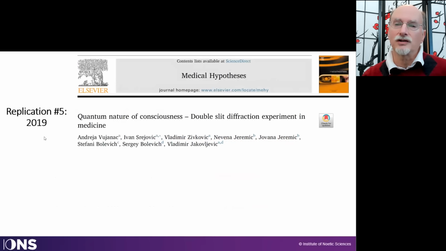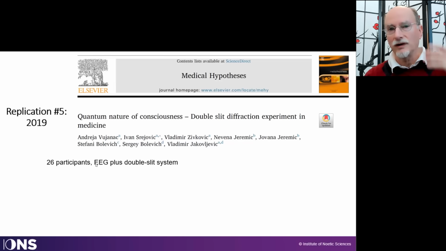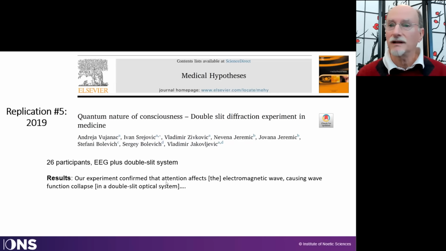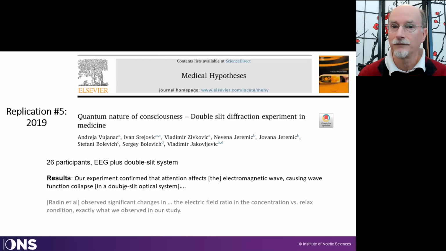The 5th replication, I did not know these people. I still don't know them, although I exchanged an email with the first author. This is a combination of people from a university in Serbia and another one in Moscow who did another replication, same kind of idea. 26 people. They also were wearing EEG systems. And the results said, we confirmed that attention affects the electromagnetic wave, which is how they were imagining what was going on, causing wave function collapse in a double-slit optical system.